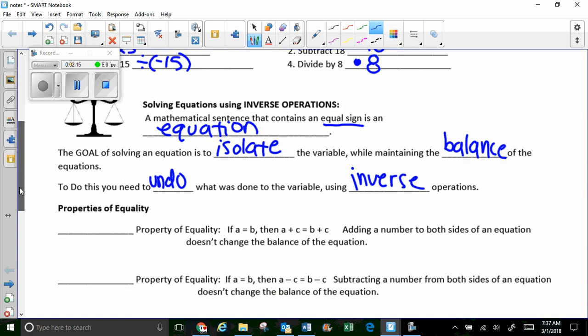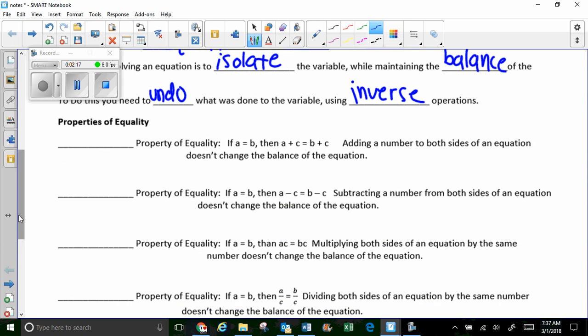So now that we've got the big picture, let's talk about the different properties you're going to see. The first one is the addition property of equality, which says if A equals B, then you can add the same thing on both sides. So if A equals B, then A plus C equals B plus C. In other words, adding a number to both sides of the equation doesn't change the balance.